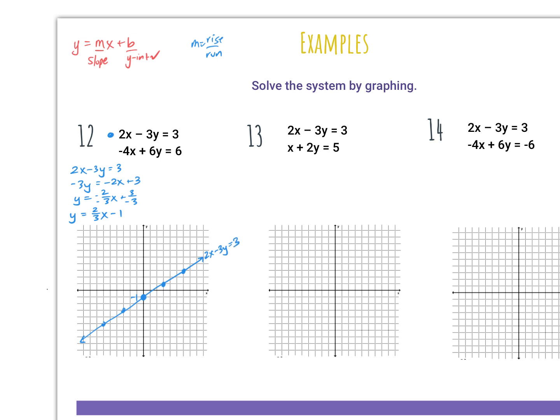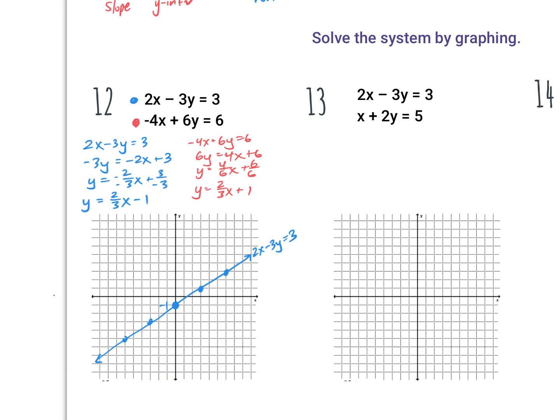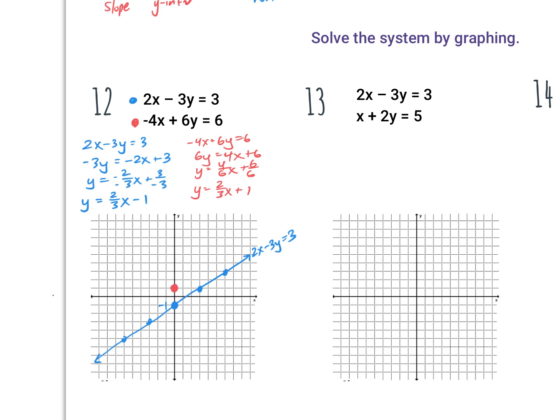Then I do the same thing for, let's say, the red equation. I'm going to do -4x plus 6y equals 6, 6y equals 4x plus 6, and y equals 4/6 x plus 6 over 6, y equals 2/3 x plus 1. So again, my y-intercept for my red graph is positive 1, and notice it has the same slope. I'm going to go up 2 and 3 over, or down 2 and 3 back. When I do enough of those, I connect those lines.